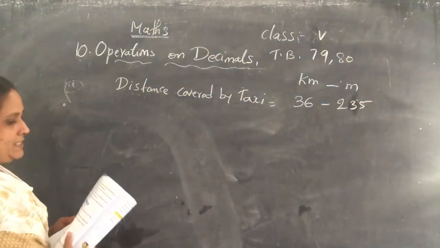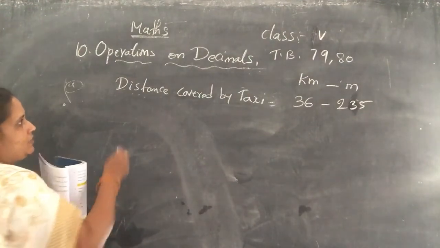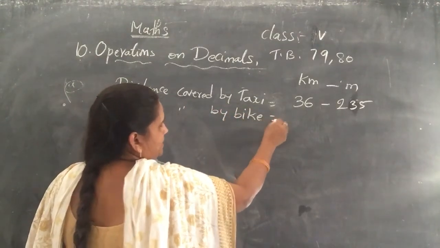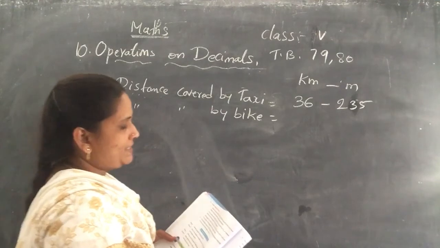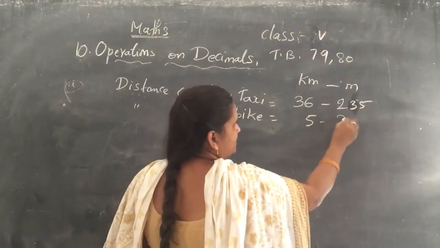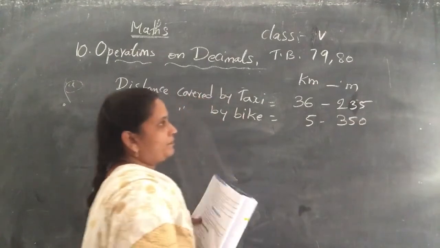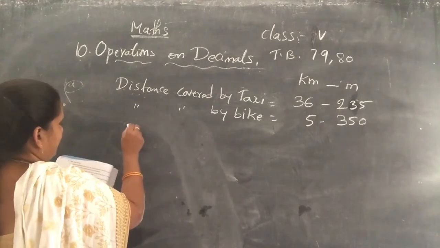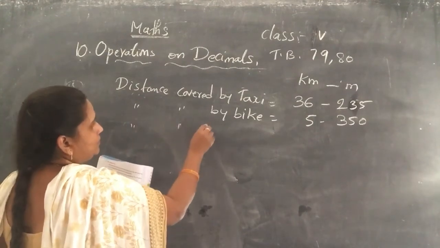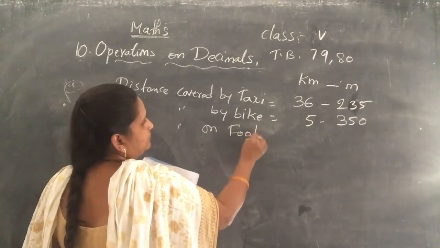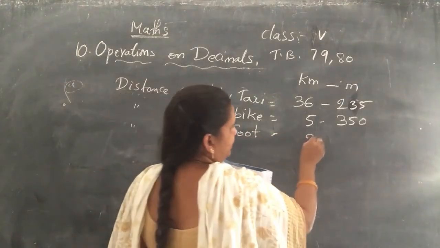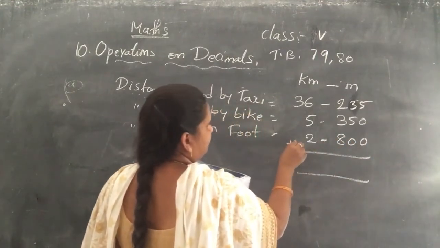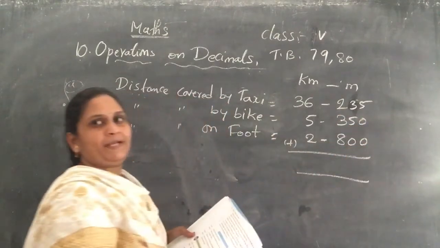Next, distance covered by bike is equal to 5 kilometers 35 meters. Next, distance covered on foot is equal to 2 kilometers 80 meters. Now add all this, then you will get the total.